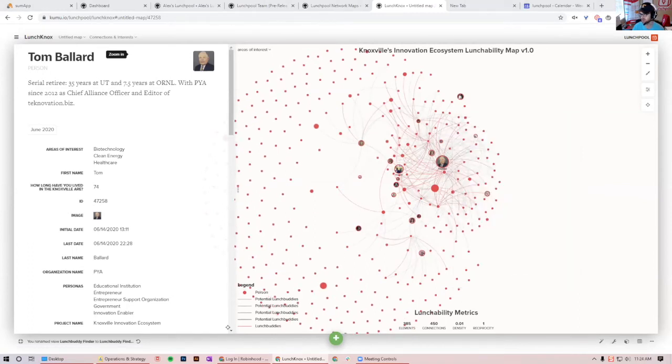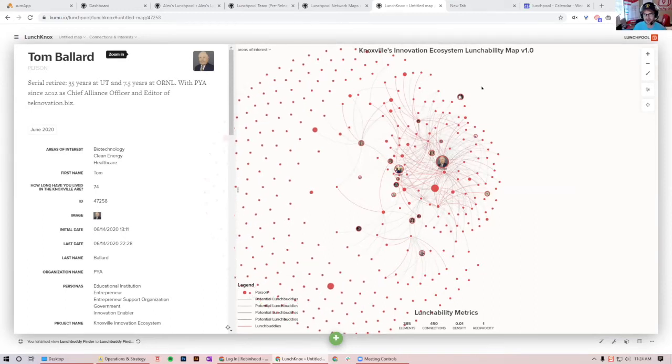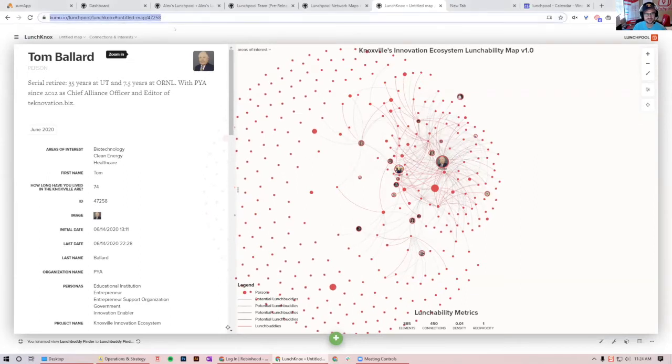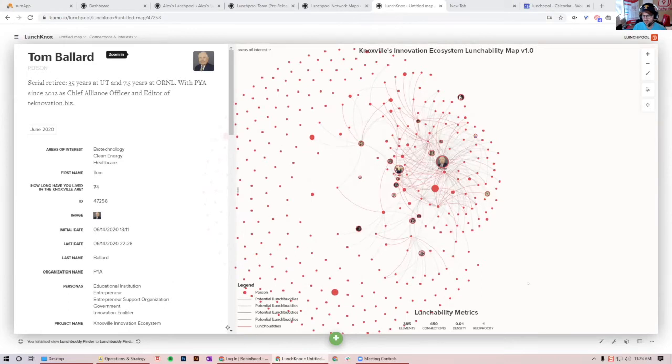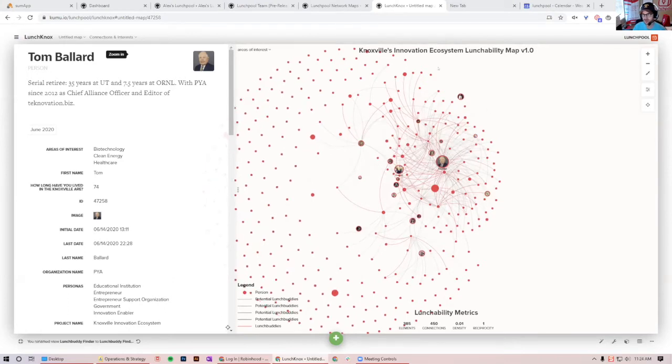Is this a public map or a private map, Alex? This is a public map. So the group could actually go and look at it online. Yeah, you could go and look at it, and I could share it out in the chat, if you guys wanted to check it out for yourselves.